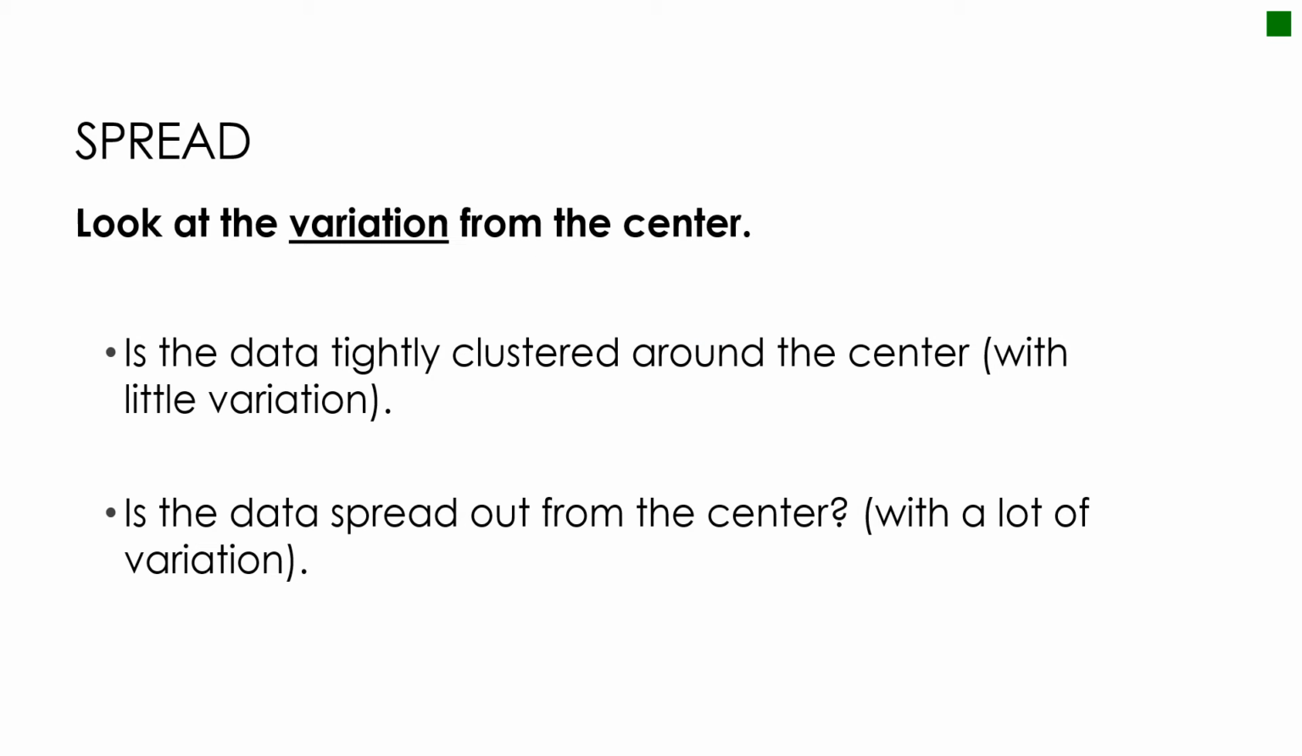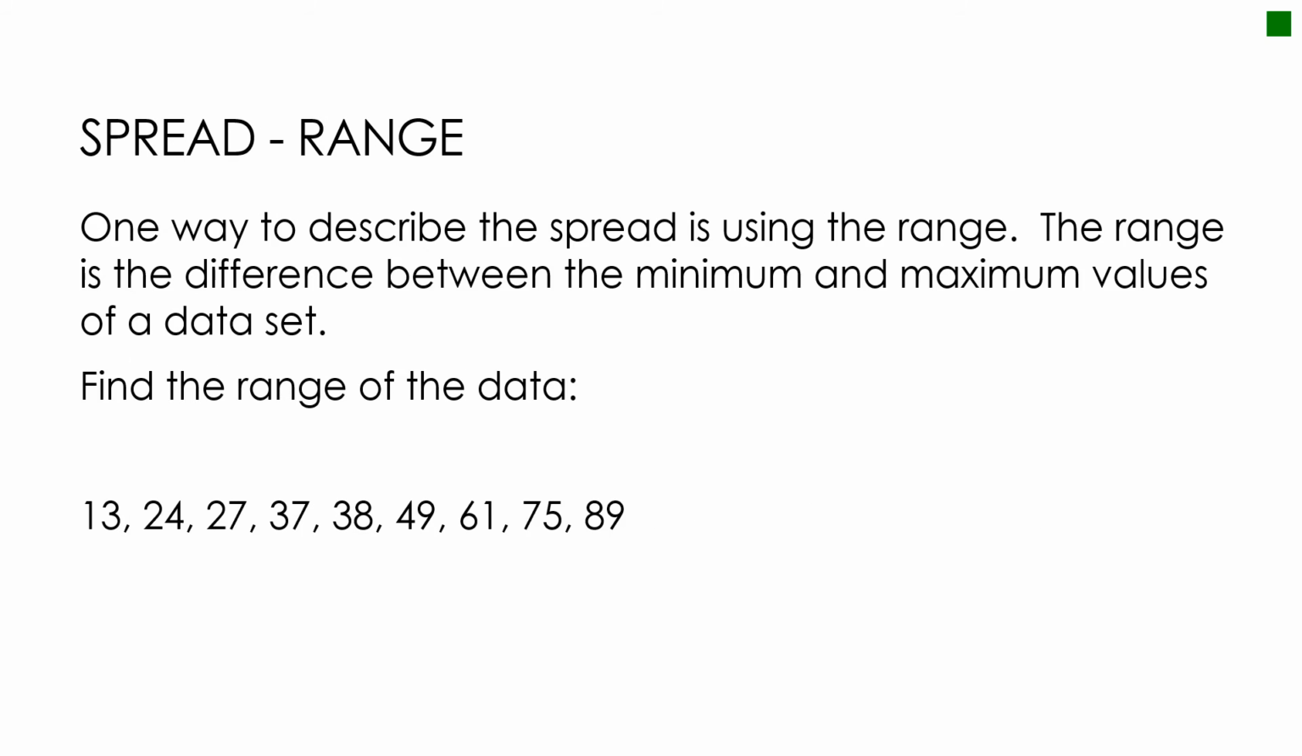So we've talked about shape, we've talked about center, and now let's look at spread. Spread is just telling us the variation of our data. So is all of our data sort of tightly clustered around our median, or is it very, very spread out with a lot of variation? And one way that we can describe the spread is to use the range of our data.